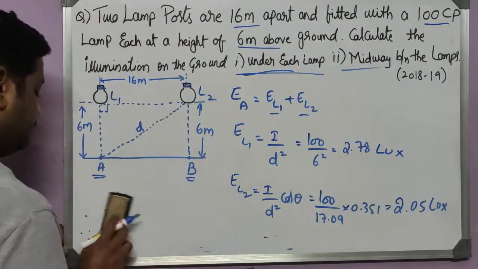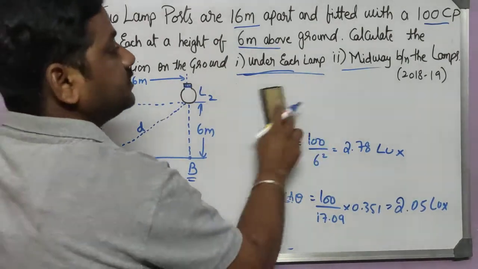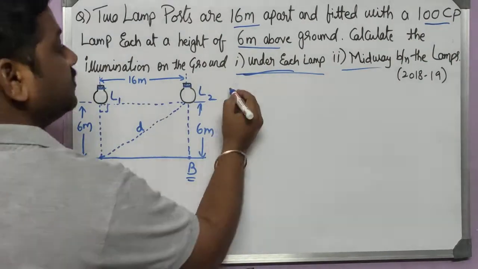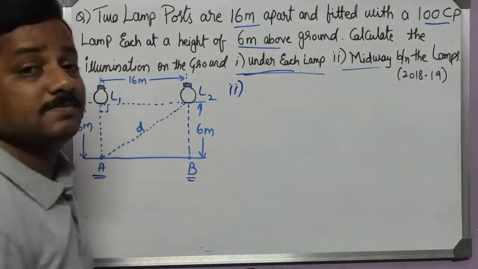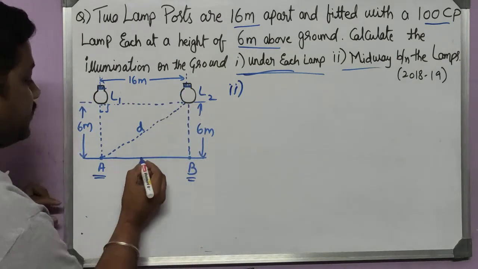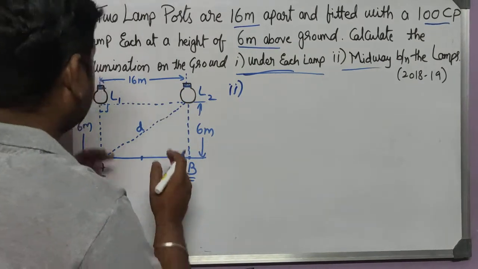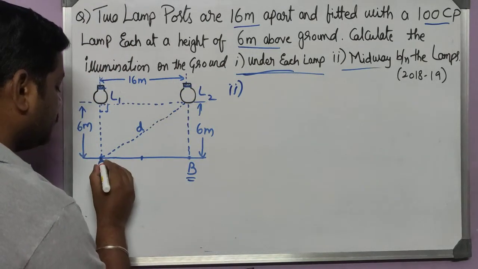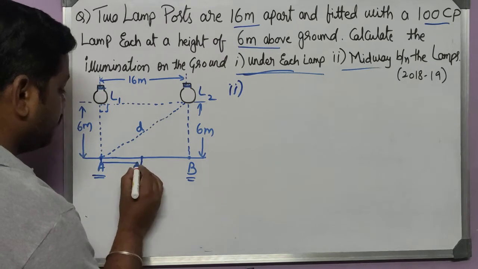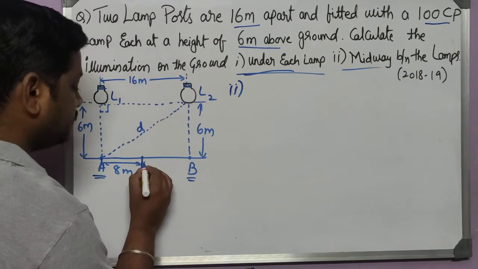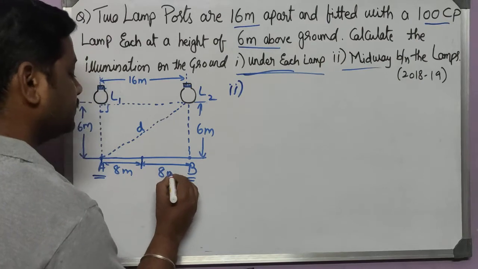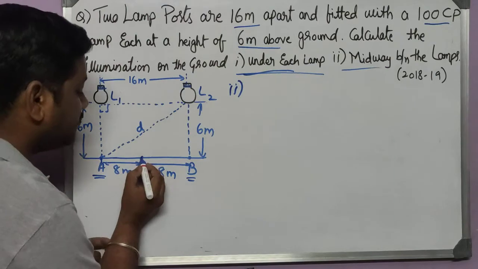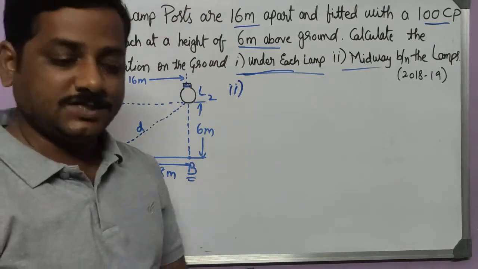In the second condition, we have to find the illumination at the midpoint, midway between both the lamps. So these are the lamps. Midway means somewhere here, exactly in between. We had separated these two by 16 meters. So midway means from this lamp to this point we will have a distance of 8 meters, and from this lamp to point B we will have 8 meters. So this is the midway, right? So we are spacing it like this. Now at this point, what would be the illumination?